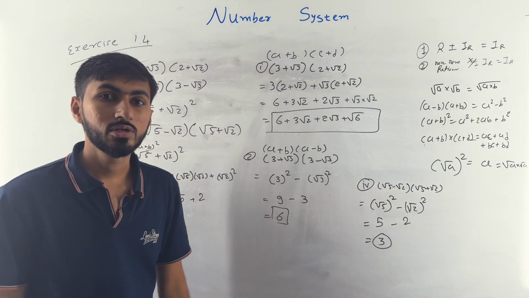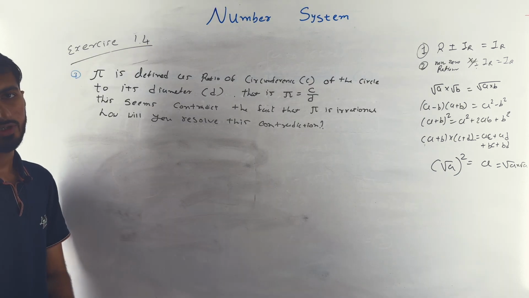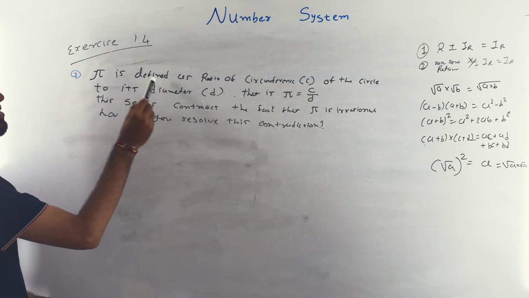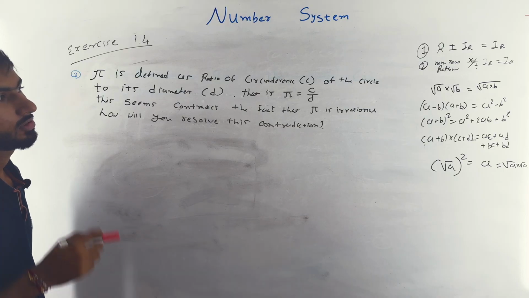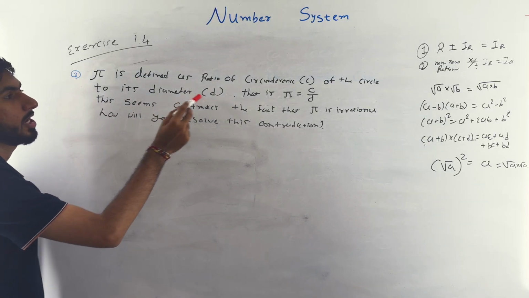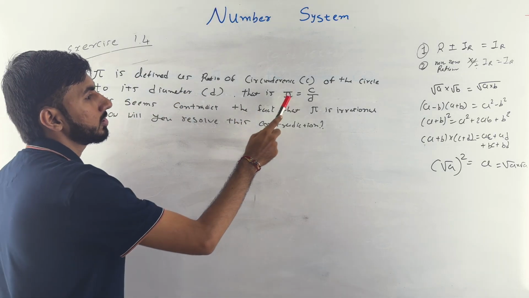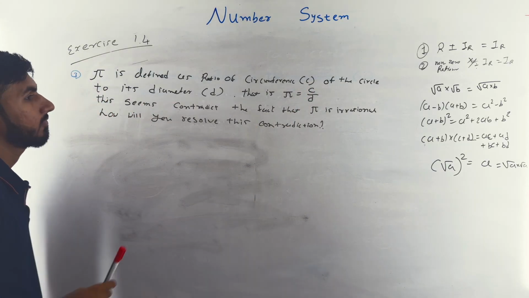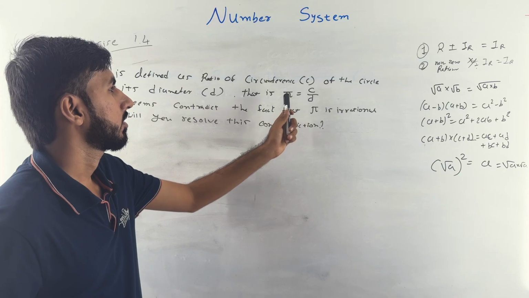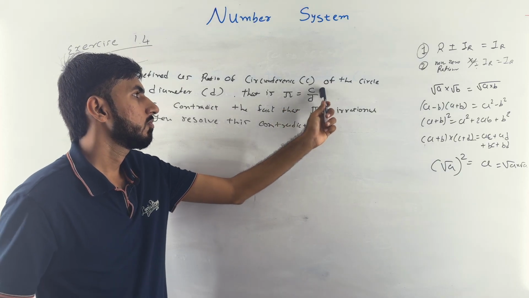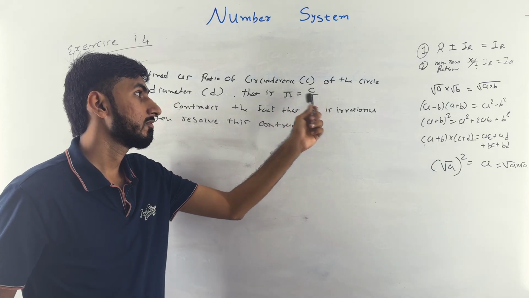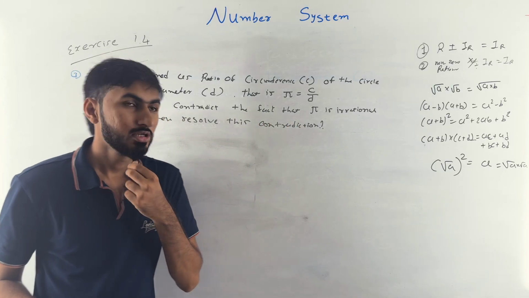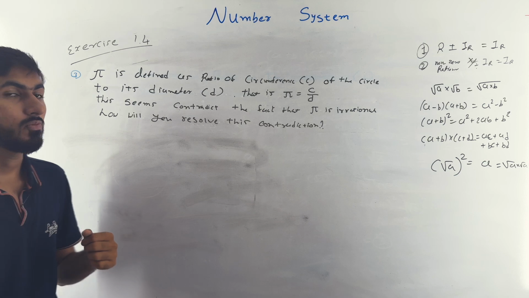Now we will move on to the third question. Now this is the third question. This question is very interesting. What is said here is pi is defined as the ratio of circumference c of the circle to the diameter d, right? Now that is pi equals the ratio of c by d, right? Now this seems to contradict the fact that pi is irrational. It is in the form of pi equals p by q, and any number in the form of p by q is rational, and we have earlier said that pi is irrational. So they said this is a contradiction of pi being irrational.